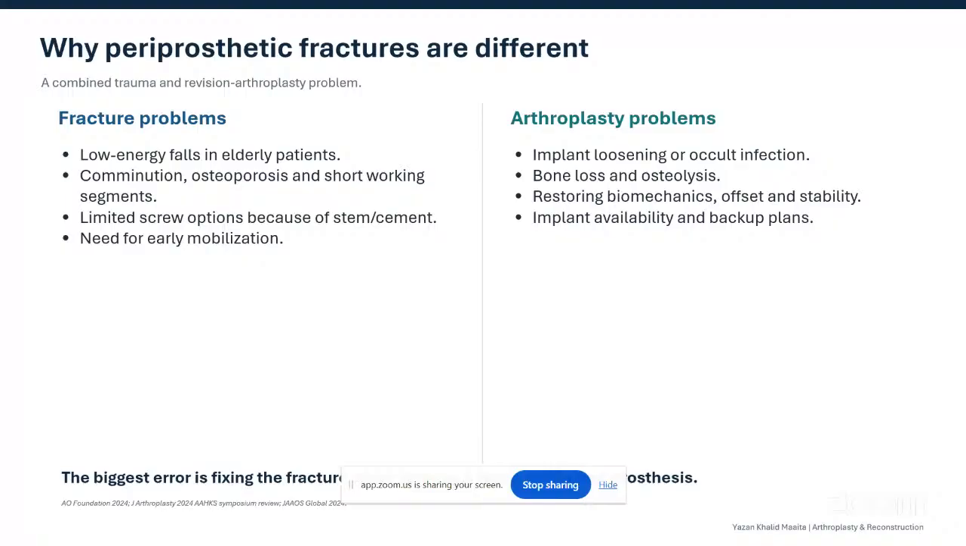This is for the fracture itself, when you are thinking like a trauma doctor. The arthroplasty problem itself: implant loosening, occult fracture or infection, bone loss and osteolysis, restoring the biomechanical offset and the stability of the stem, implant availability, and a backup plan.